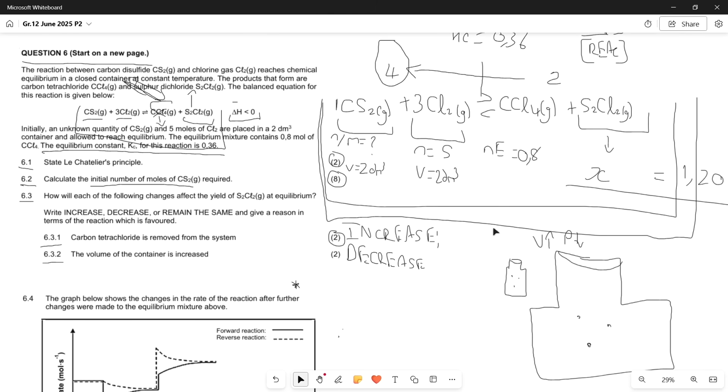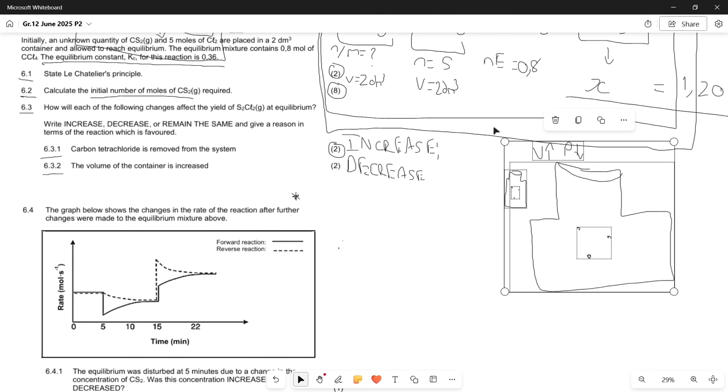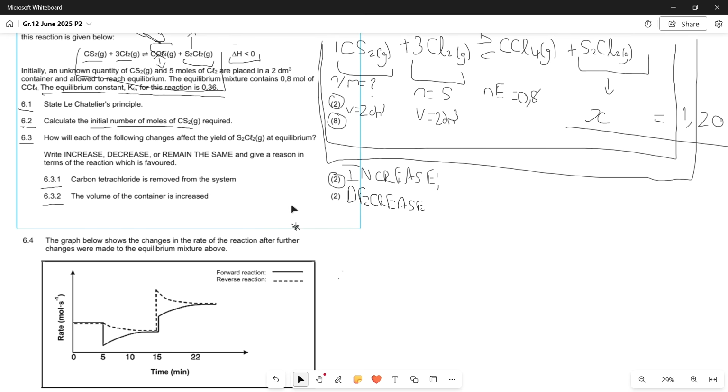So quite a few analogies there, but now we're just going to put those into words based on everything we've just spoken about. So it has decreased our S2Cl2 because volume has increased and therefore pressure has decreased. In an exam, just write out fully. I'm just writing shorthand for us just so that we can see the link.